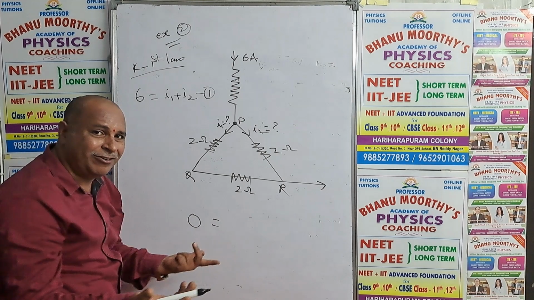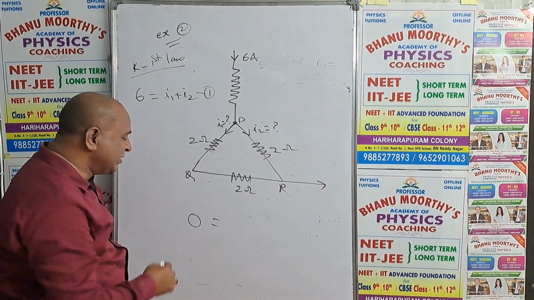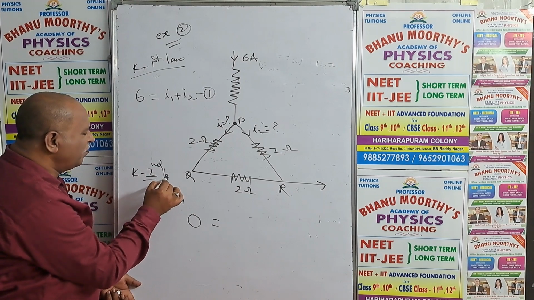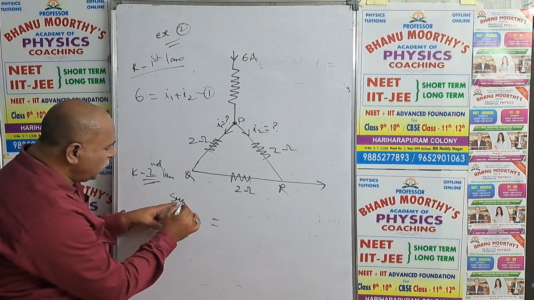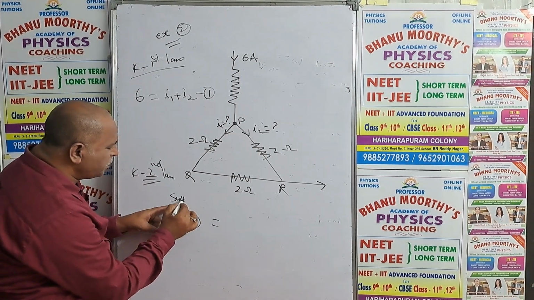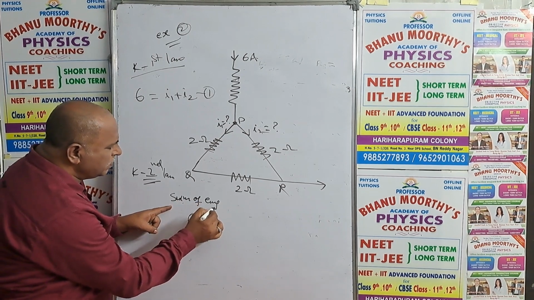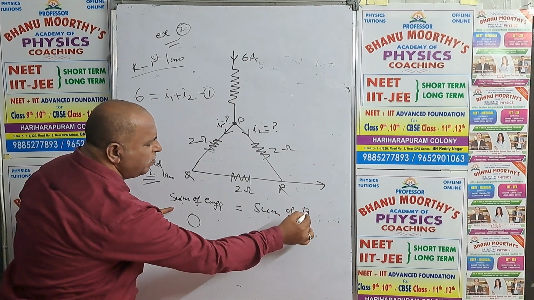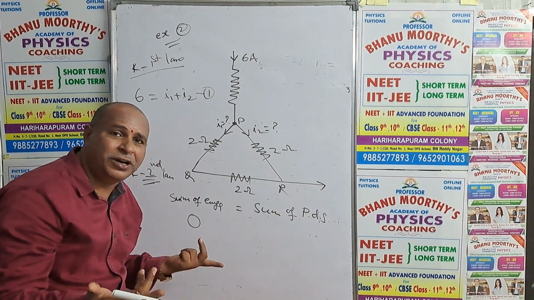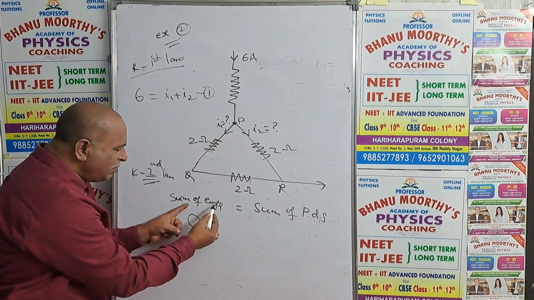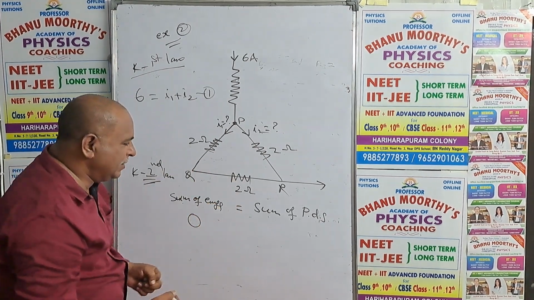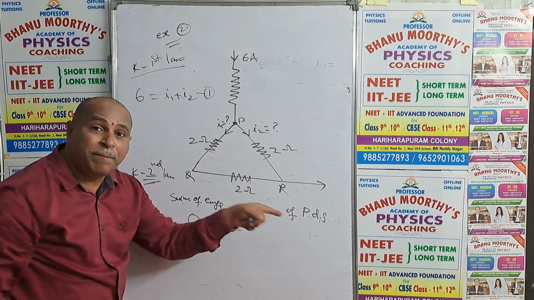No cells are there. Okay? Sum of EMFs, Kirchhoff's second law I am implementing now. So, sum of EMFs is equal to sum of PDs. That's all. Simple problem. So, sum of EMFs equals 0 because there is no cell in the circuit, you know. Right. Next, equals to sum of PDs.